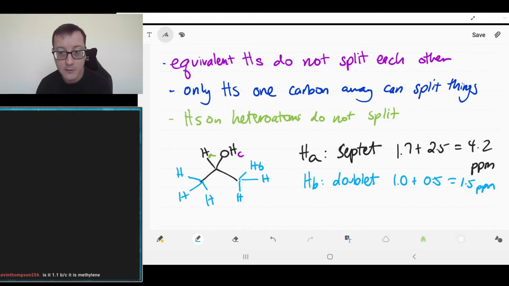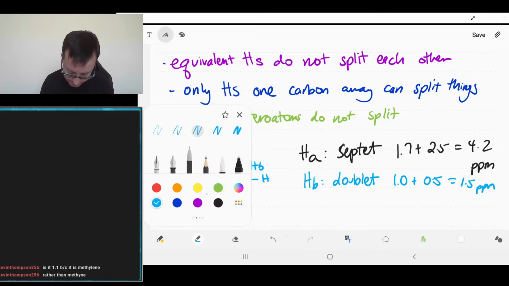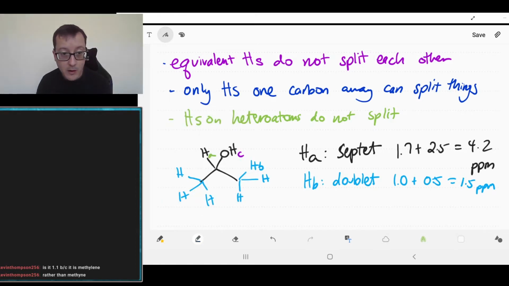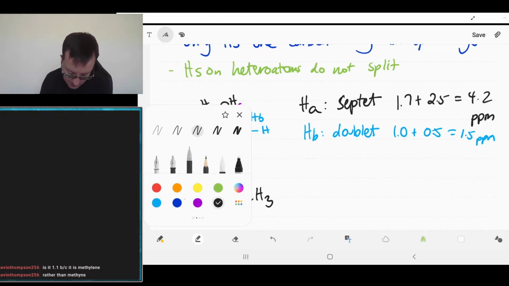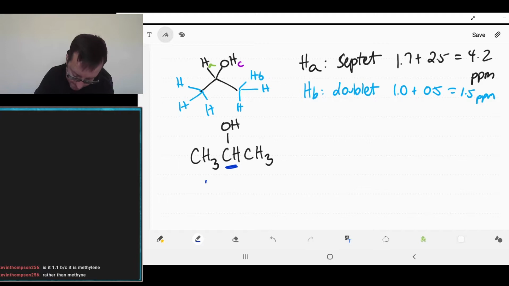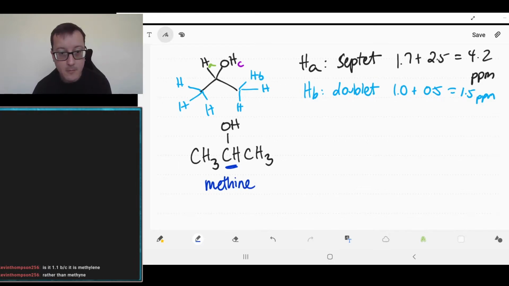That's a methine there, Kevin. HA is a methine. CH. Only 1 carbon on that. No methylene carbons in this molecule. If we were to write this out, CH3, CH, CH3, OH. So CH, this is a methine. Hopefully that addresses that. Yes.